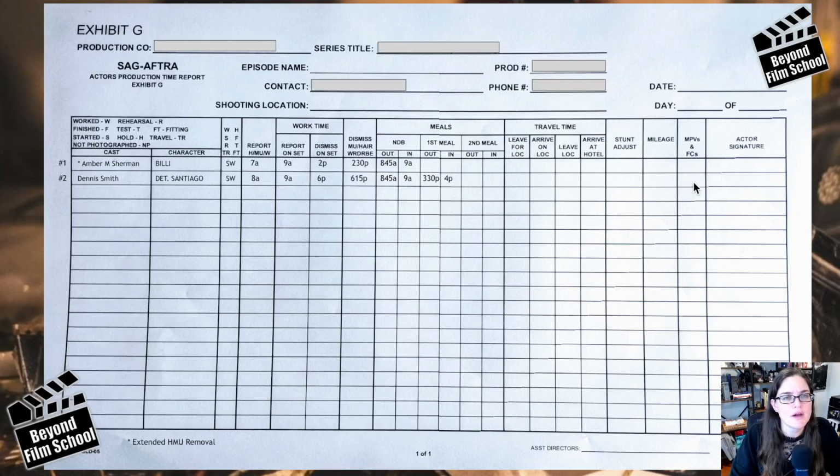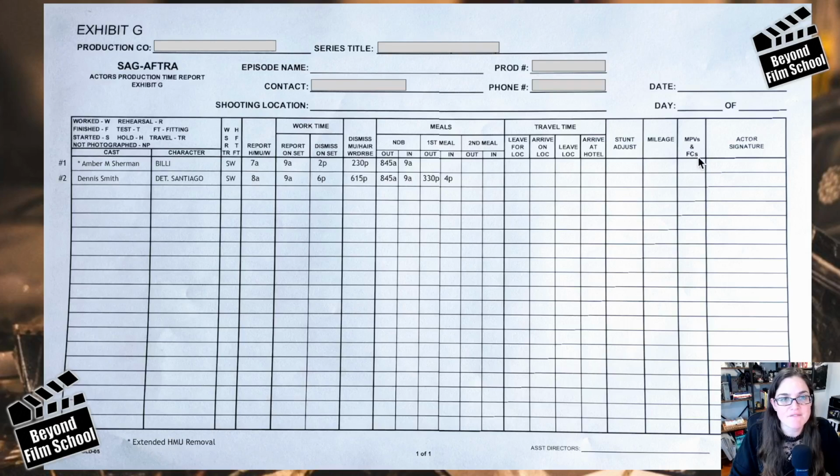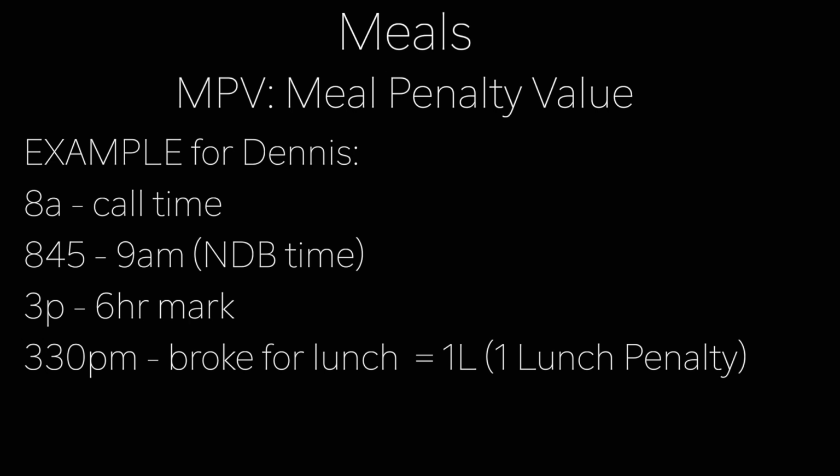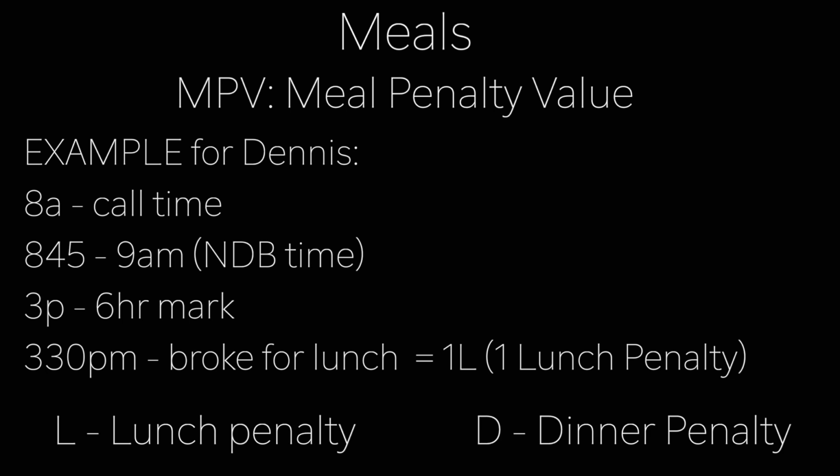Now we go all the way down here to meal penalties and forced calls. Okay, so MPV. MPV means meal penalty value. And then you have FC. Those are forced calls, and we're going to get into that a little bit later. So because he broke a half hour after the 6-hour mark, we're going to put 1L. There are 2 different types of meal penalties. There are lunch penalties and there are dinner penalties.